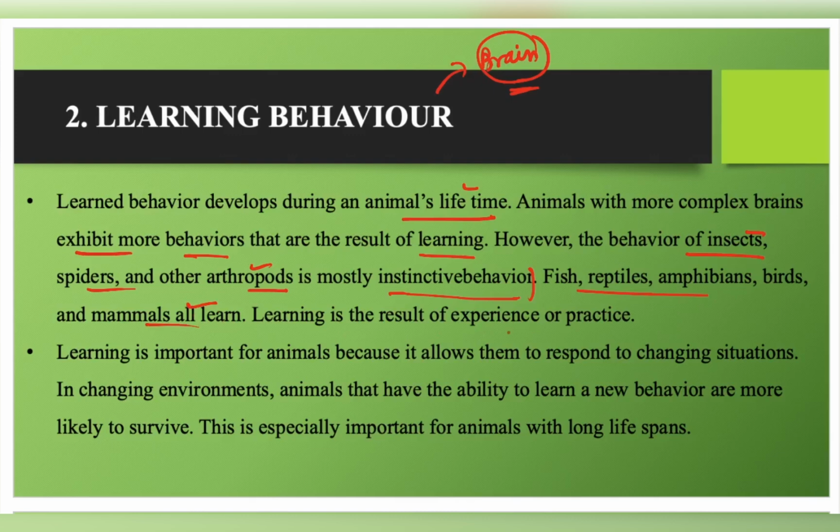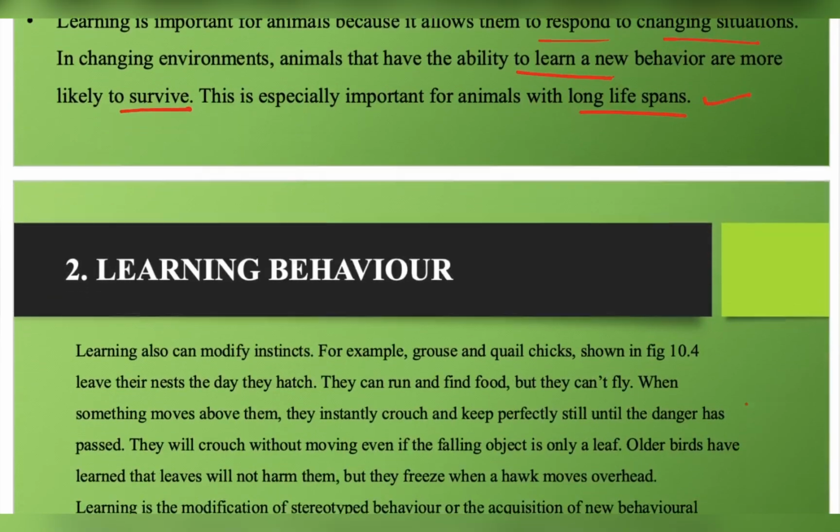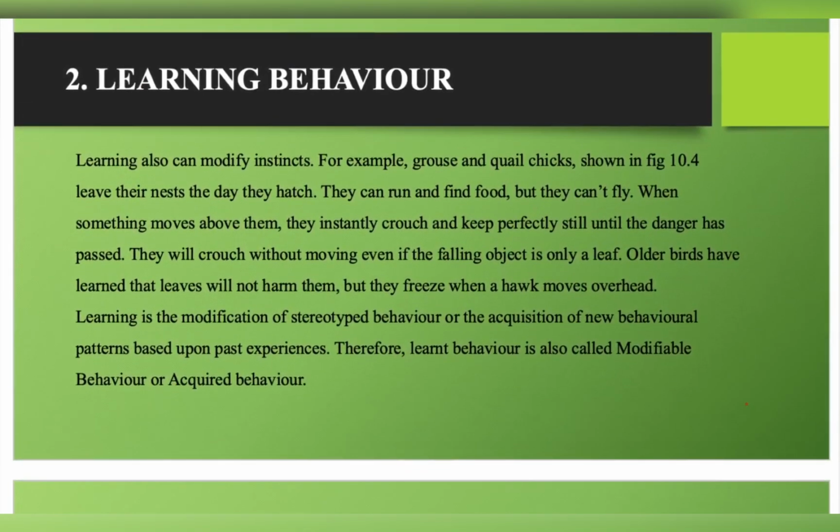So learning is a result of experience or practice. And learning is important for animals because it allows them to respond to changing situations. In a changing environment, animals that have the ability to learn a new behavior are more likely to survive, right? So if the environment changes and the animal learns from it that the conditions are changing, they will adapt accordingly, and it is very, very important for their survival. This is especially important for animals with a long lifespan, so that they can adapt to the changing environment. And learning can also modify the instinct. This is a very important line, right?